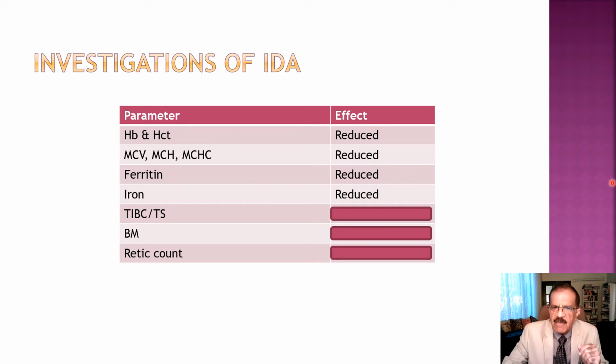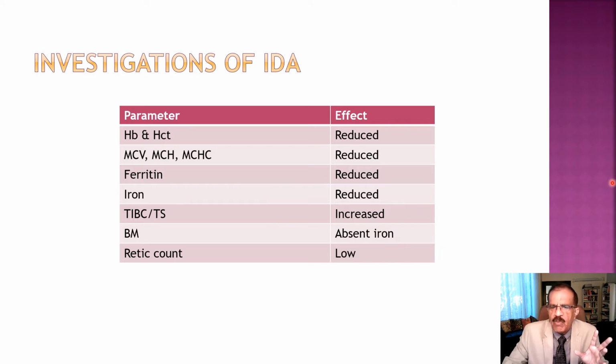Total iron binding capacity will be increased, and if we go for bone marrow, the iron will be absent. And retic count may be non-specific, may be normal, or may be low because there is reduced bone marrow activity. Reticulocyte count actually indicates the bone marrow activity. The reticulocytes are actually young red blood cells, only one day old, so they would indicate the activity of bone marrow. Since iron is deficient, bone marrow is not reactive, so I think retic count may be low.